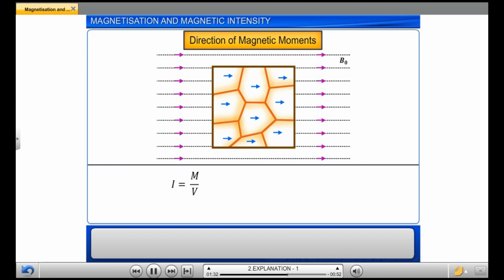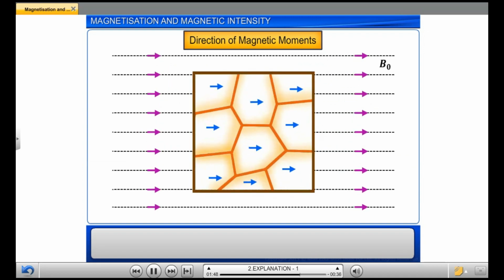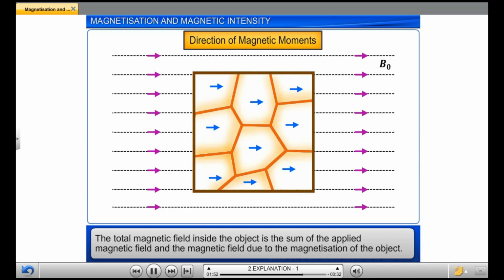The unit for intensity of magnetization is ampere per meter. Its dimensional formula is M0, L-1, T0, A1. When an object is placed in an external magnetic field, the total magnetic field inside the object is the sum of the applied magnetic field and the magnetic field due to the magnetization of the object.